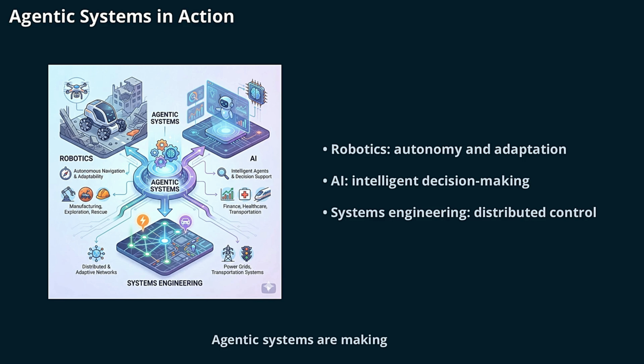Agentic systems are making significant progress across various domains. In robotics, they enable autonomous robots to navigate complex environments and adapt to changing conditions, proving invaluable in manufacturing, exploration, and rescue operations. In AI, agentic systems underpin intelligent agents and decision support tools, enhancing efficiency in finance, healthcare, and transportation. Systems engineering benefits from agentic systems by enabling distributed adaptive networks like power grids and transportation systems. These examples highlight the versatility and transformative impact of agentic systems.